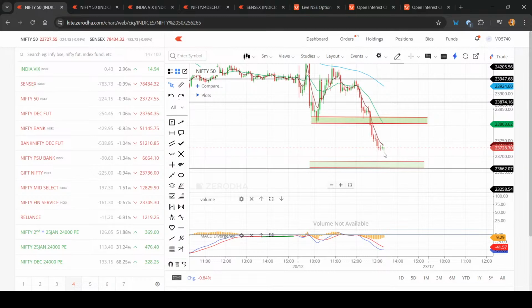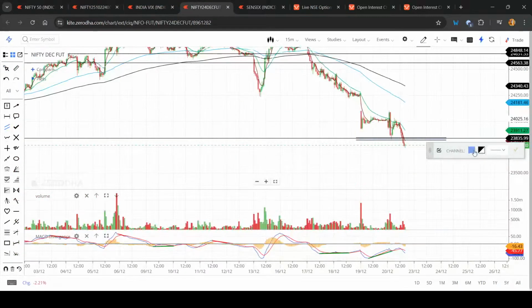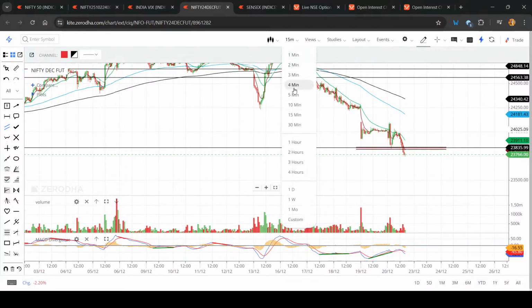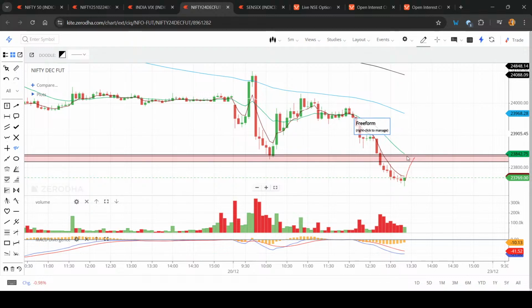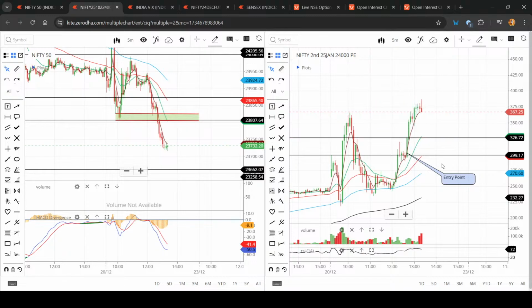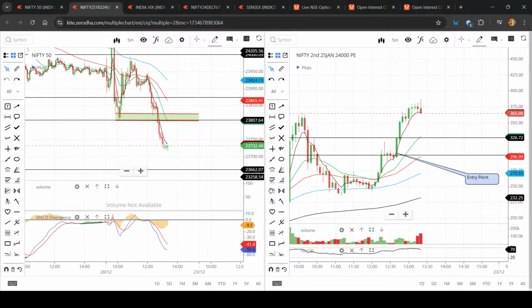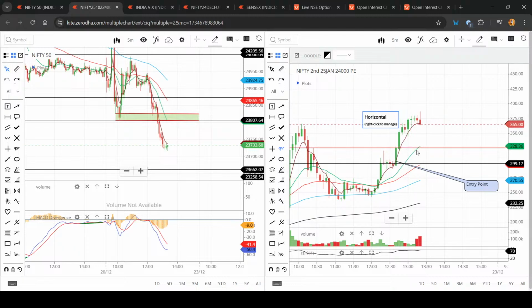So it's taking a pause at 23,700. Let's look at the red zone, and we'll again go to 5 minutes. If at all it comes for a pullback till 20 MA, it should take a reversal. The thing which we discussed in the option. See now, on 5 minutes, the 20 MA is flattened out, and price is coming to the 5 MA. So this will be your entry point.